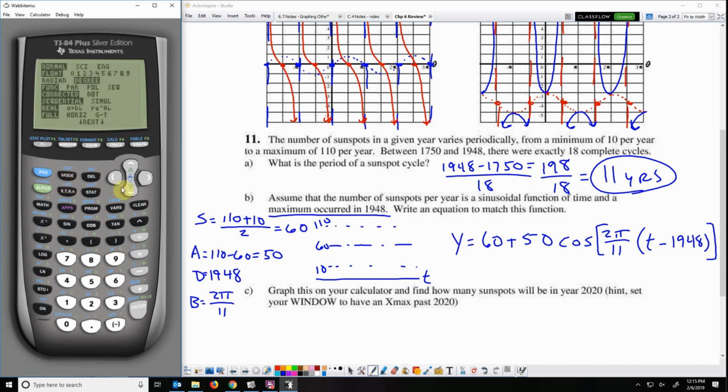Check the mode, and we are in degrees. We need to make sure that mode is in radians and try that graph again. And that's a lot better.